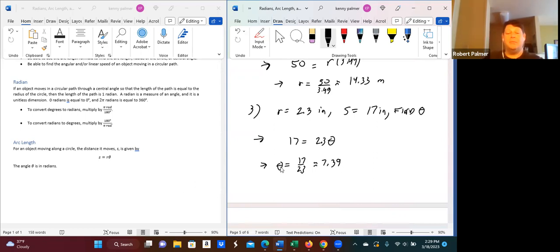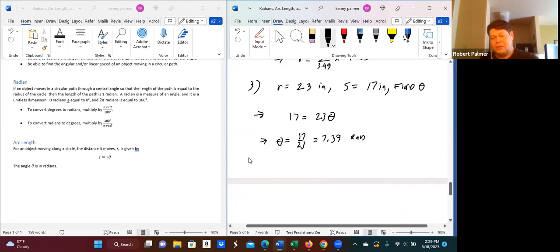So this is an angle. Now, when you plug the angle into the formula, it has to be in radians. So when you get it out, this is also going to be in radians. It's 7.39 radians. Now, just for the sake of practice, let's convert that to degrees.